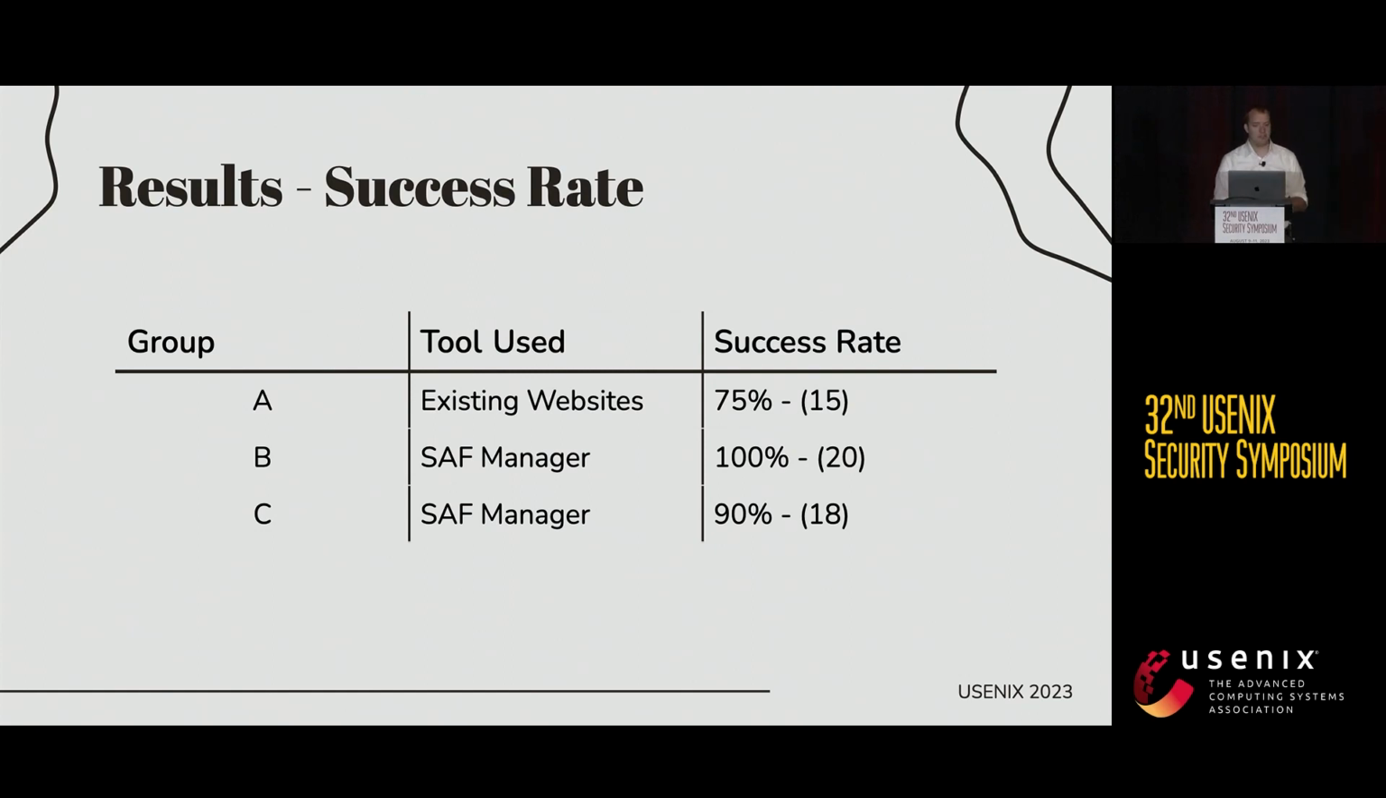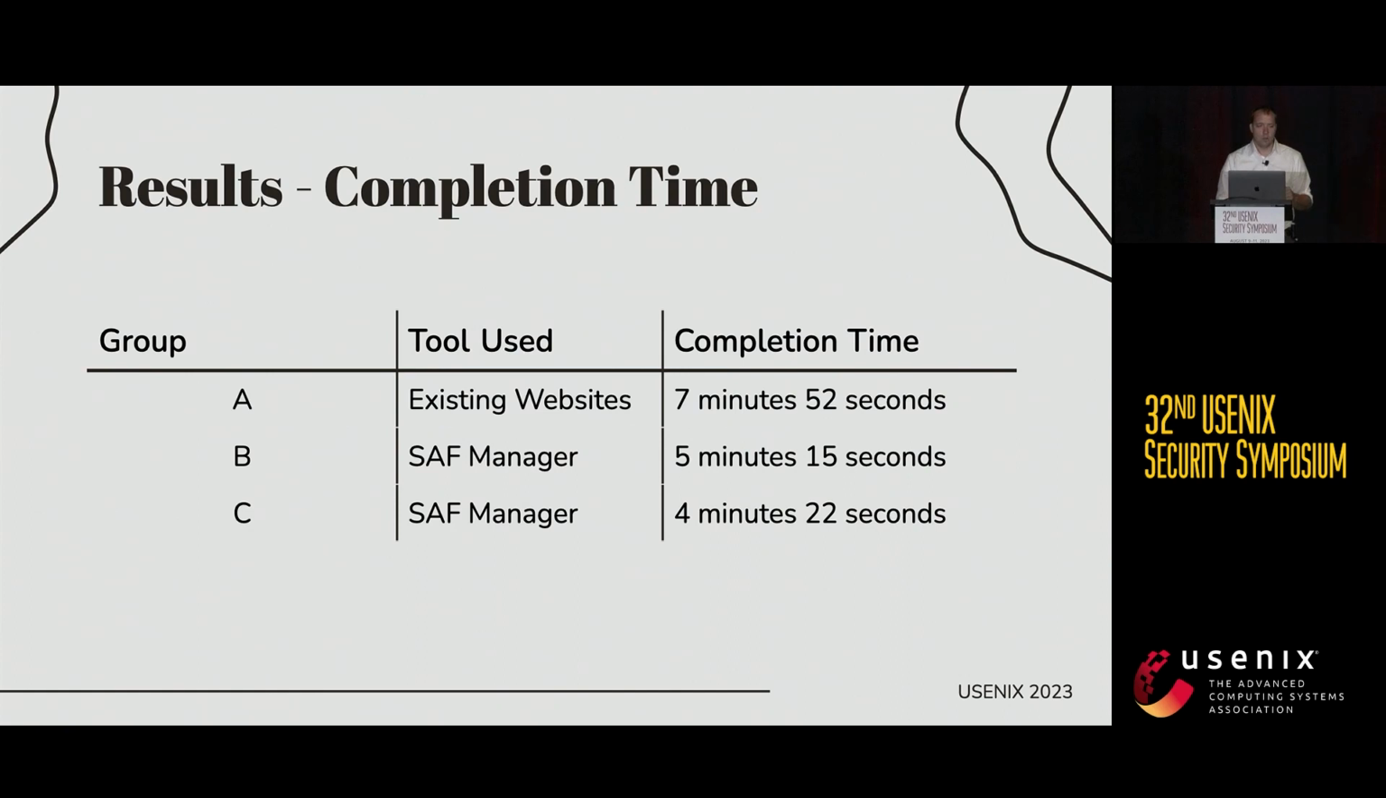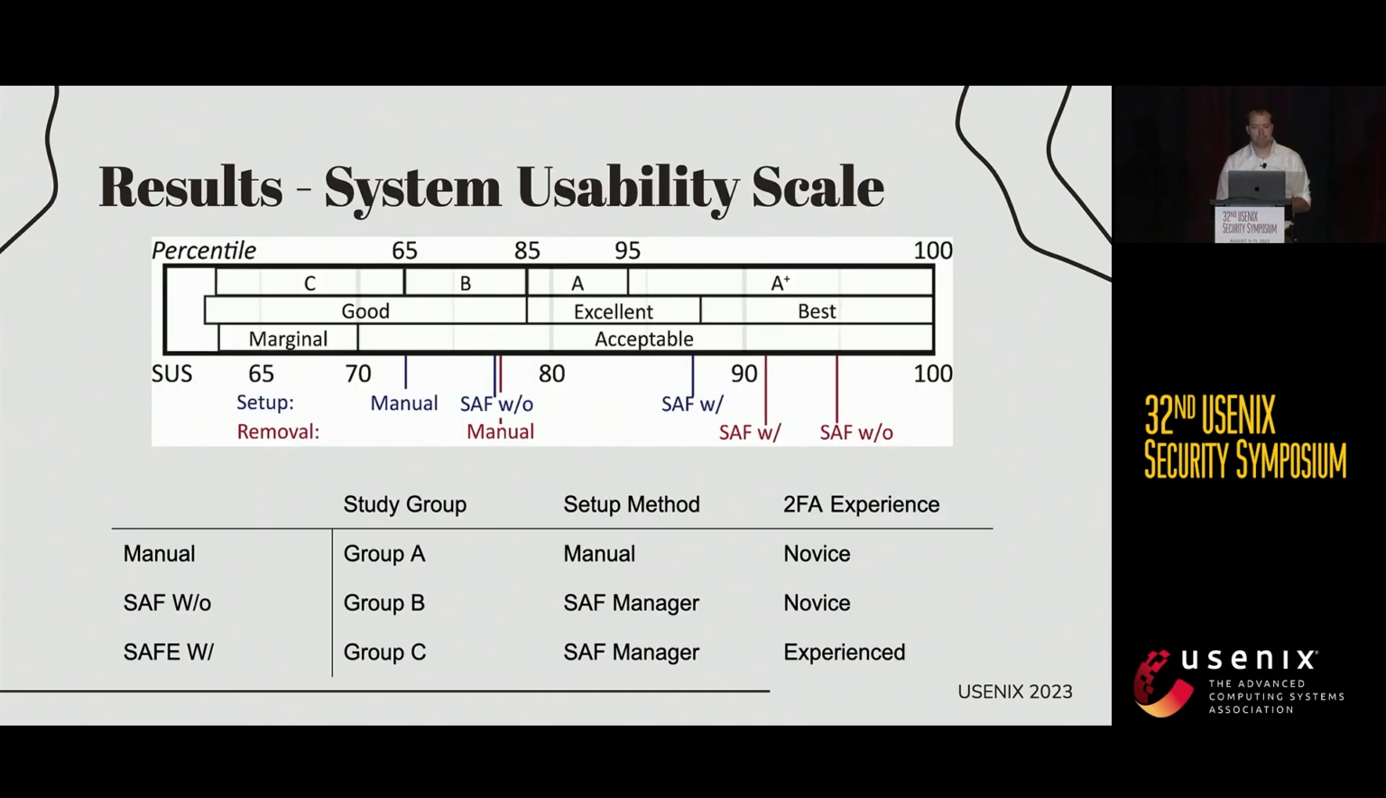Surprisingly, 2 participants in our advanced group were unsuccessful at setting up 2FA on the 3 sites, primarily due to complications with scanning the QR code. We also saw a significant decrease in the amount of time required to set up a SAF, with nearly 8 minutes using the website process and 5 or 4 minutes for our SAF Manager. We also found that our SAF Manager had higher usability, as measured through the system usability scale, than the manual method for both setup and removal.